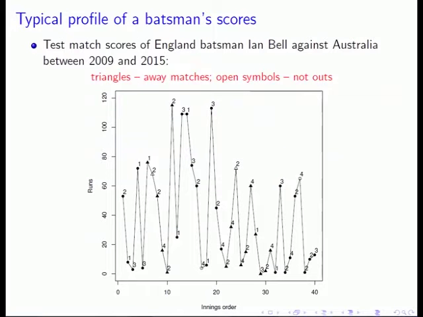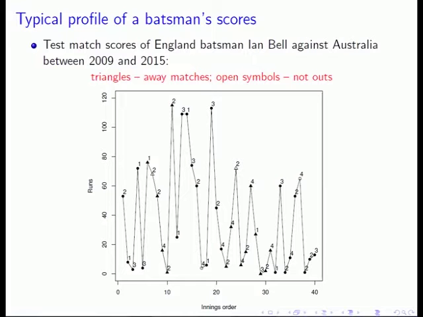Okay, so this is a typical batsman. This is Ian Bell, English batsman. And this is his innings against Australia in these years. And these are consecutive innings. The innings number is the number you can see. And the triangles are away matches. The circles are home matches. The open symbols are there. There's a second innings away, and he was not out.